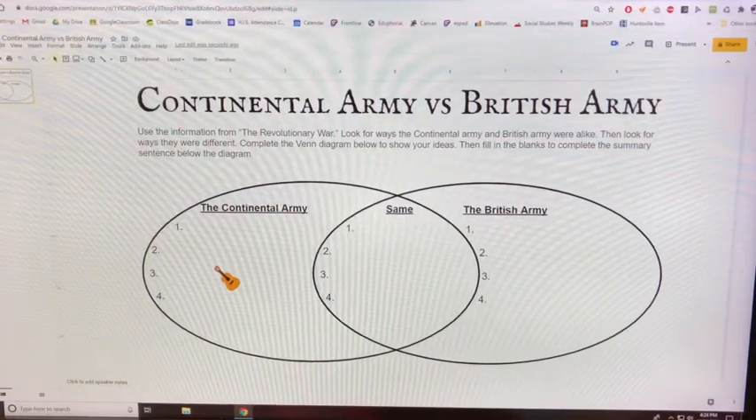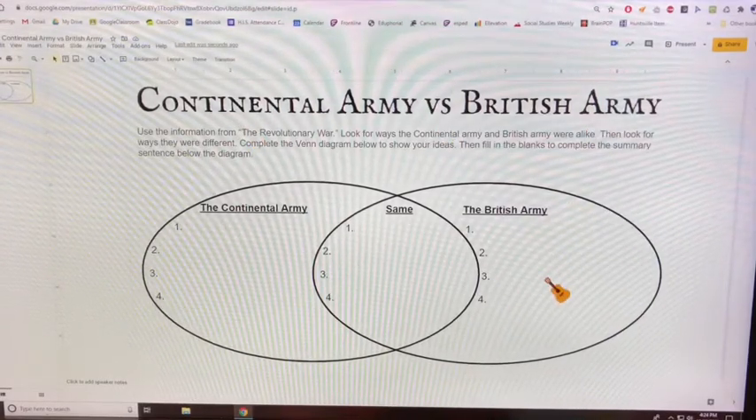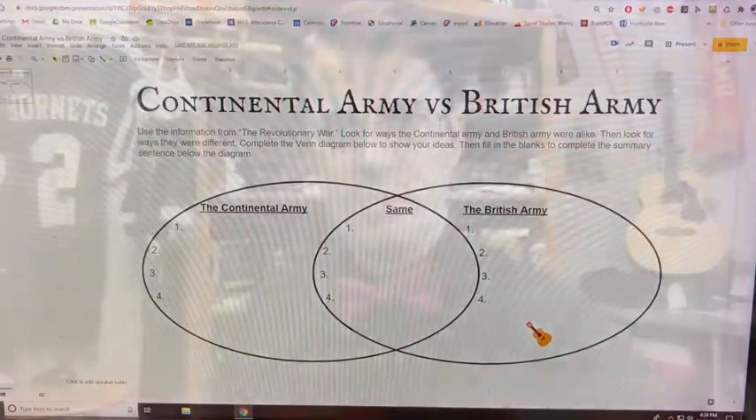Okay. But anyway, so that's the assignment right there. The Continental Army versus the British Army for the chart. And that's what you're going to do there. All right, so that's all you've got to do, okay? Read the article, just the part where it says the small versus the mighty for the Revolutionary War, and then start working on that chart, okay? And it's comparing the British Army versus the Continental Army.